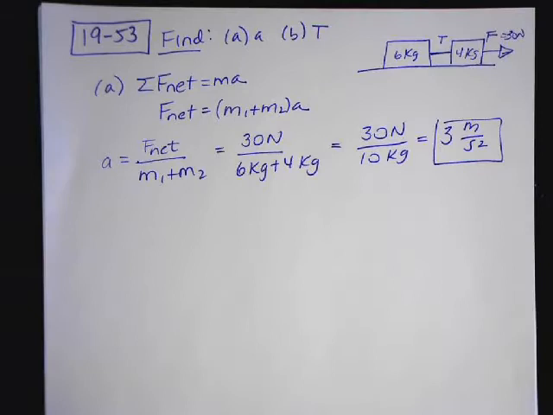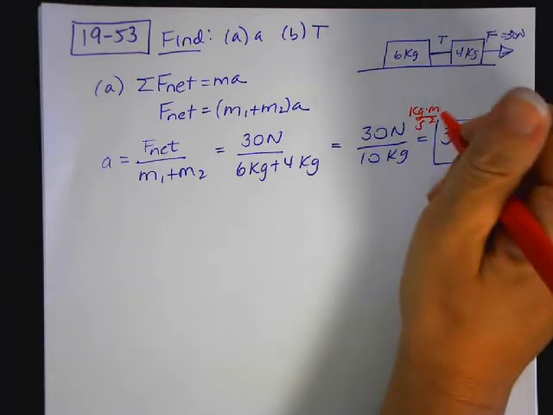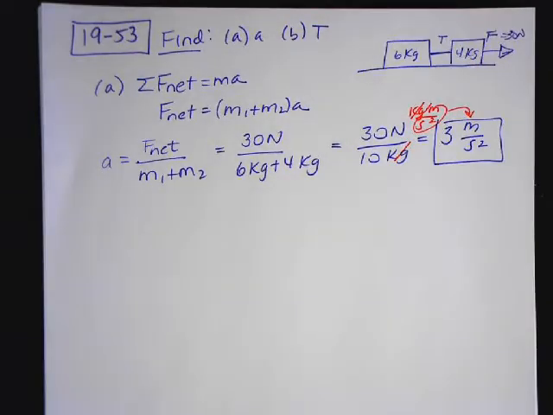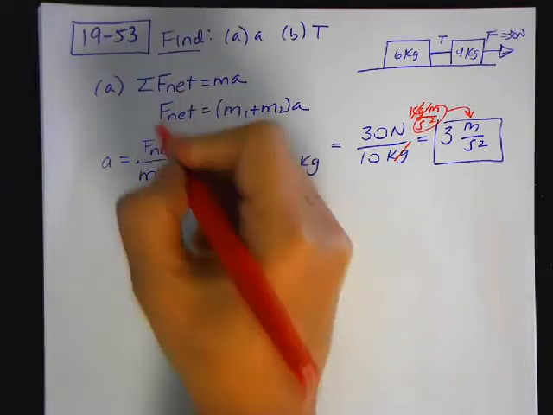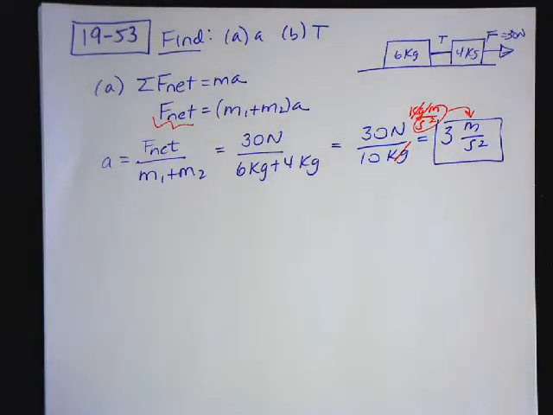And remember, a Newton is a kilogram meter per second squared. So this cancels with that, and I end up with my correct unit. Again, I didn't write it underneath here. If we look at our free body diagram, the only force, the net force, is 30. Okay, so that's part A.